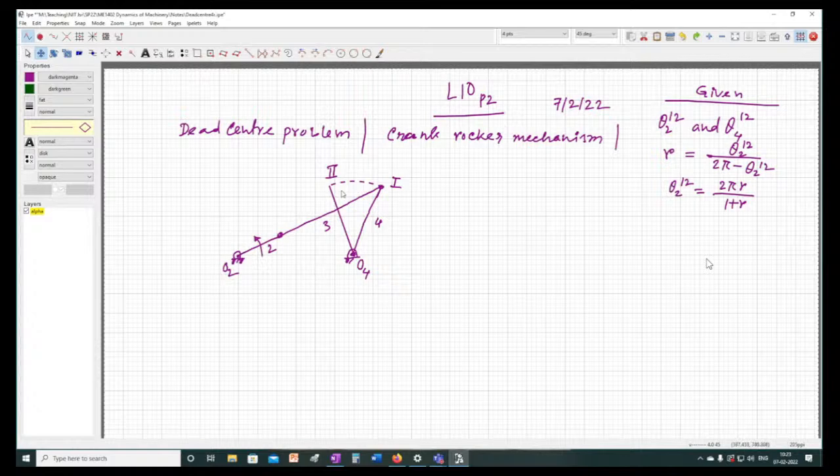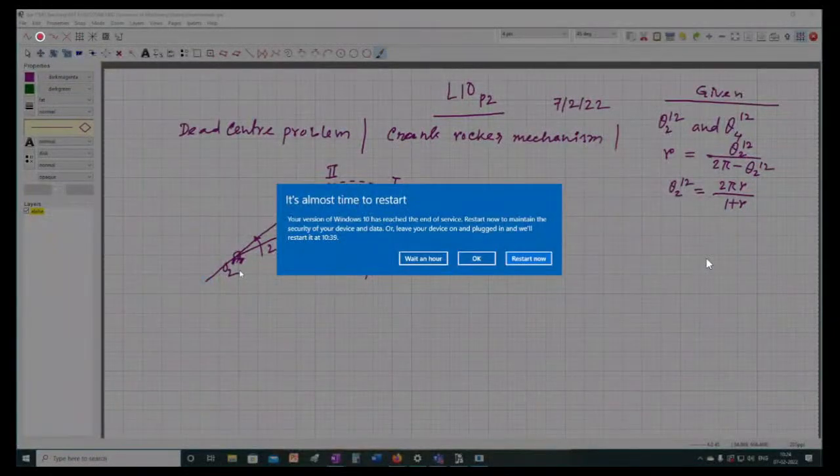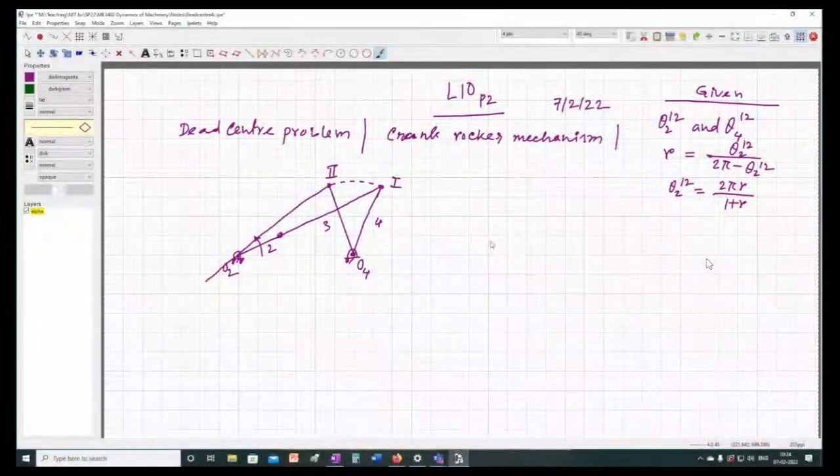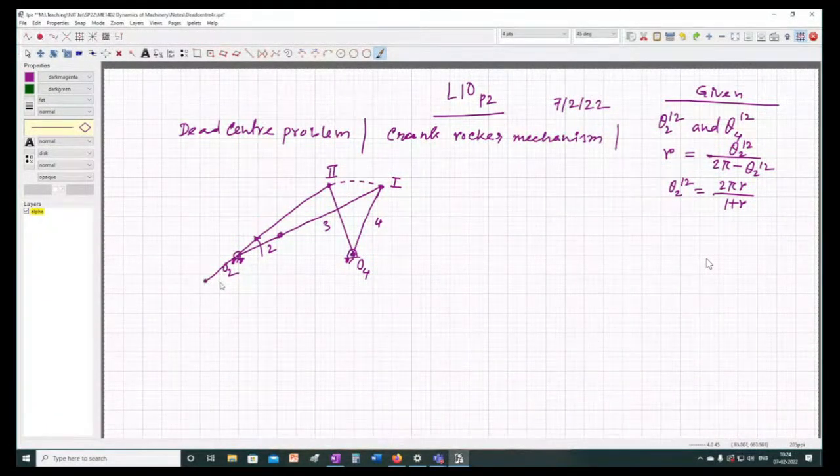All right, just for your understanding, suppose from this position we have another position here, keeping the coupler length same. For this drawing, you can see that length is not same. But suppose this is again length 3, and from this point to this point, this is length 2. So this is the other extreme position.